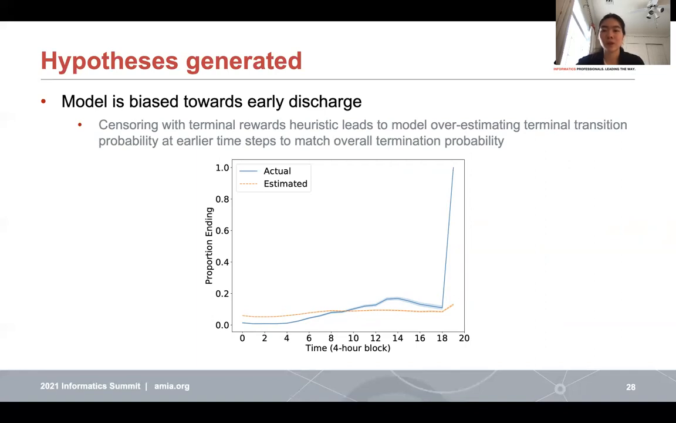In addition, we can see here in blue that the data knows when it reaches the 20th time step that it has to terminate, but the model is not aware of this because the transitions are Markov. And therefore, in orange, we can see that at the 20th time step, the model does not predict that all samples end. Instead of the gradually increasing rate of termination in blue, the orange line is more flat. And to match the overall termination probability, the model is forced to overestimate the terminal transition probability at earlier time steps, leading to the bias towards early discharge.